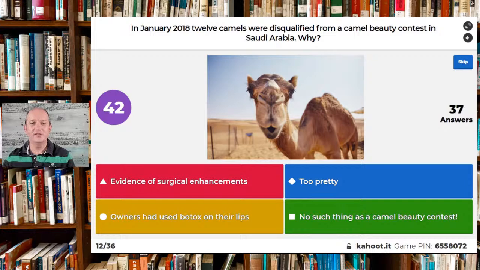So let's see. Yeah, they probably did have the hump as a result of it, but that was such an obvious joke, I didn't like to go there.